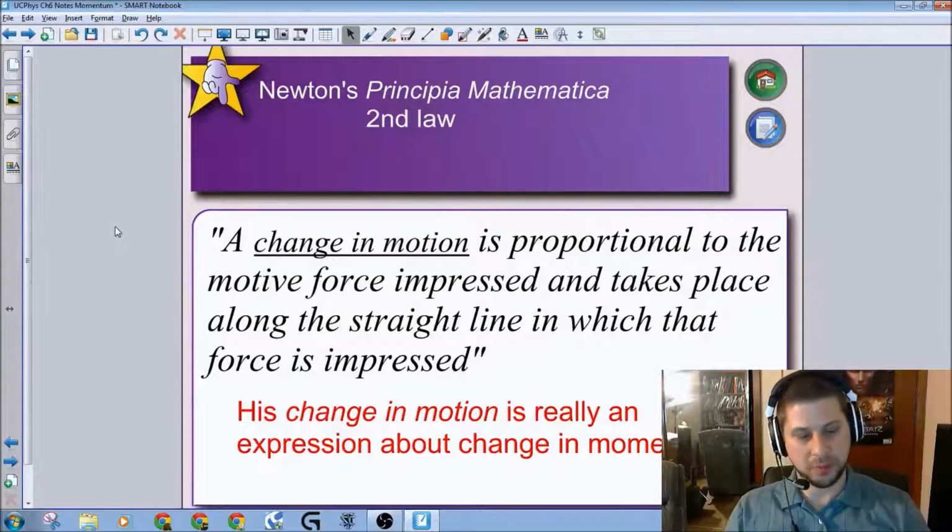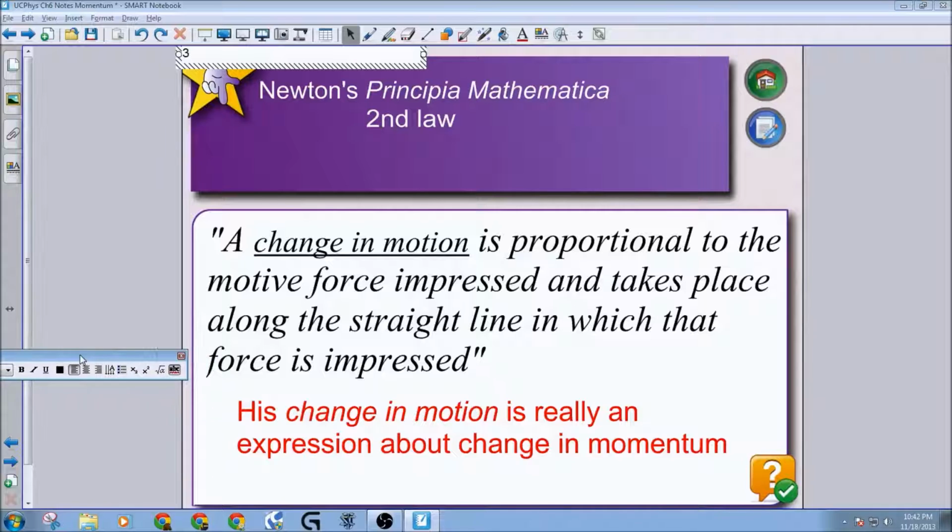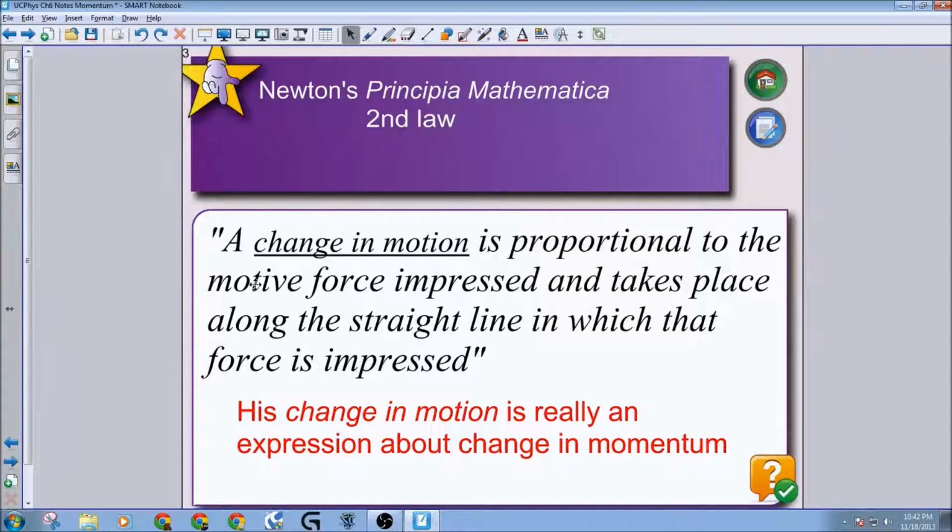When Newton wrote about momentum, he said that a change in motion is proportional to the motive force impressed and takes place along the straight line in which that force is impressed. So let's try to put that into English. This change in motion he's talking about here is the change in momentum, which we'll define in a minute, and it's in the direction of the force. So it takes a force to get a change in motion. We saw that in Newton's second law, and actually the second law and momentum are very closely intertwined, and we'll see that later.